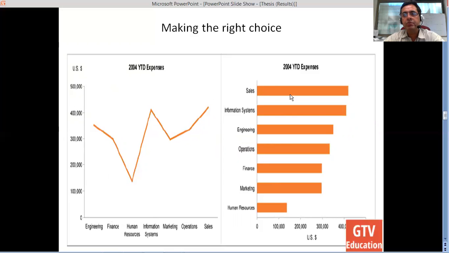But if you plot it like this, with horizontal bars, then you can very easily understand the relationship of the sales in the case of different departments. So it makes it easier to understand that sales, information systems, and engineering are showing the trend here.